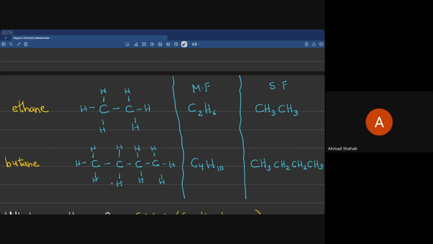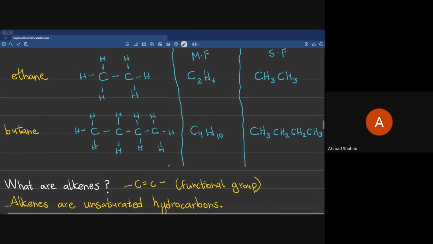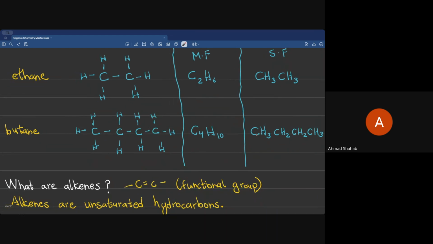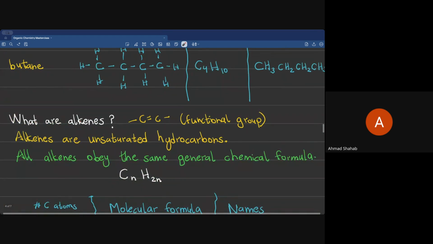Or you can say it's a squeezed version of the displayed formula. We squeezed this into this. We squeezed this into this, and so on and so forth, right? Instead of showing the bond, we just said okay, CH3, it is assumed that these 3 hydrogens are around the carbon. Same goes for alkenes.